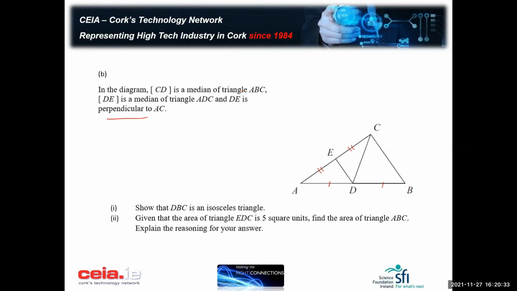Your target is that DBC is an isosceles triangle. Again, he's telling you that it's an isosceles triangle. You just have to prove it. So you have to know up front, in order to prove that it's an isosceles triangle, what do I have to say? I have to say that two sides are equal, or two angles are equal. We weren't really in the realm of angles there as such. We were in the realm of sides. So your best bet was to determine that two sides of the triangle DBC were equal to each other.